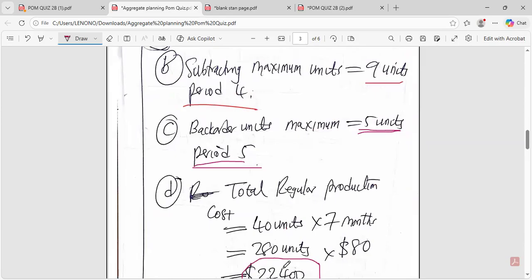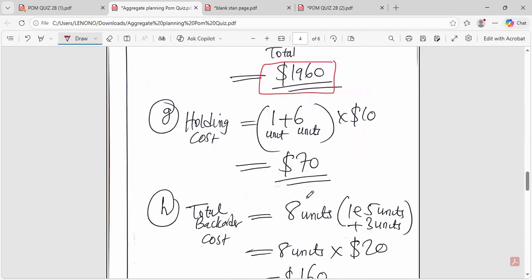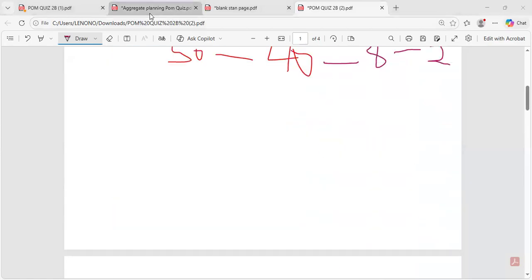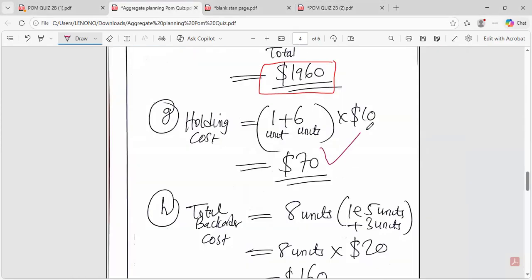That's how we are having the 7 units times the holding cost per unit, which is actually $10. That is, the holding cost per unit per month was $10. So this at least answers the holding cost.